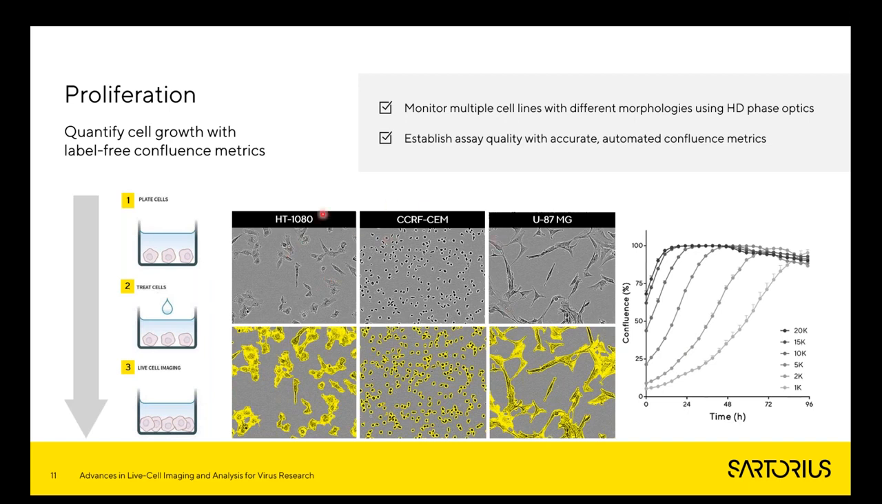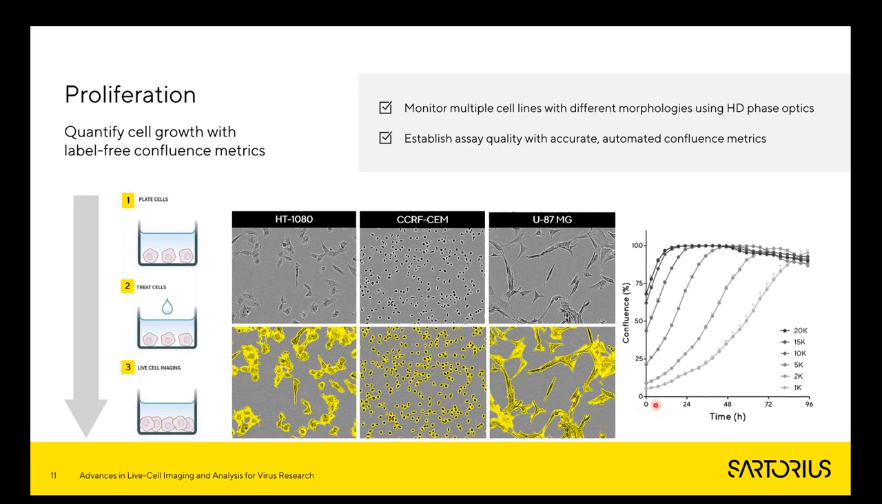Then the images that are acquired here are shown in the HD phase channel. And these images can be used to further quantify the cell density by applying a phase mask. This mask you can see on the bottom side is basically a pseudo color yellow that is covering your area of interest. And this is basically how the Incucyte performs its analysis. The data that we can get from this mask is essentially confluency in percentage. And confluency literally means the percentage of plastic that's covered by your area of interest.